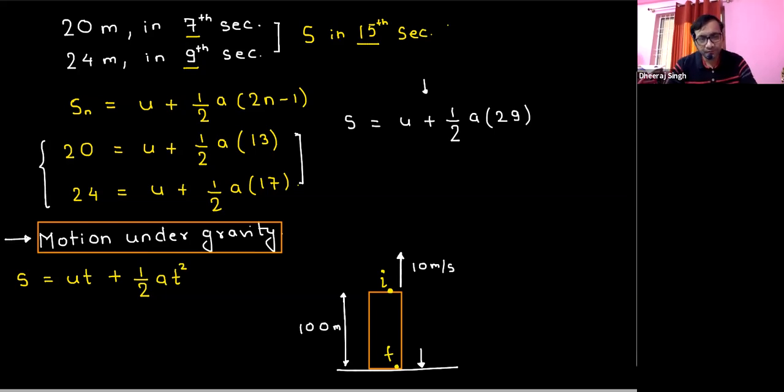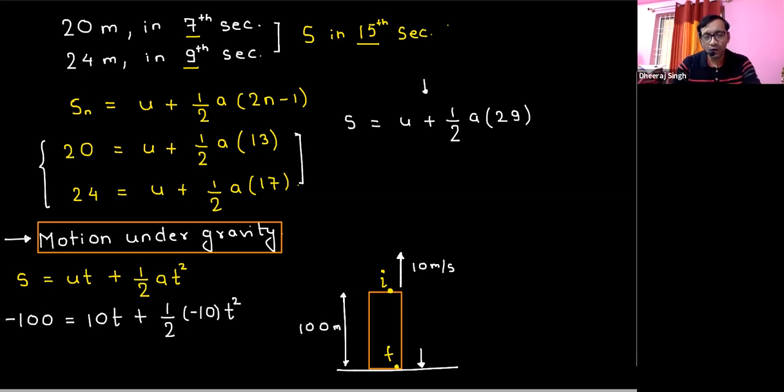Between these two points, what is the displacement? Which direction are you taking as positive, up or down? Up. So displacement is minus 100. You all forgot projectile, huh? Displacement is minus 100 between I and F. It can go up to any height, but when it comes down, displacement is minus 100 only. U is plus 10. So minus 100 equals 10t plus half times minus 10 into t squared. This will give you the answer for t.